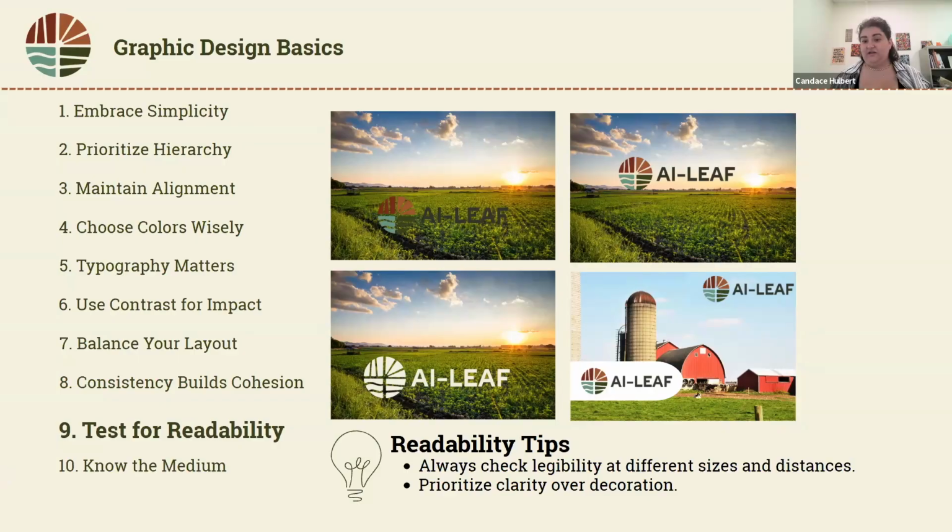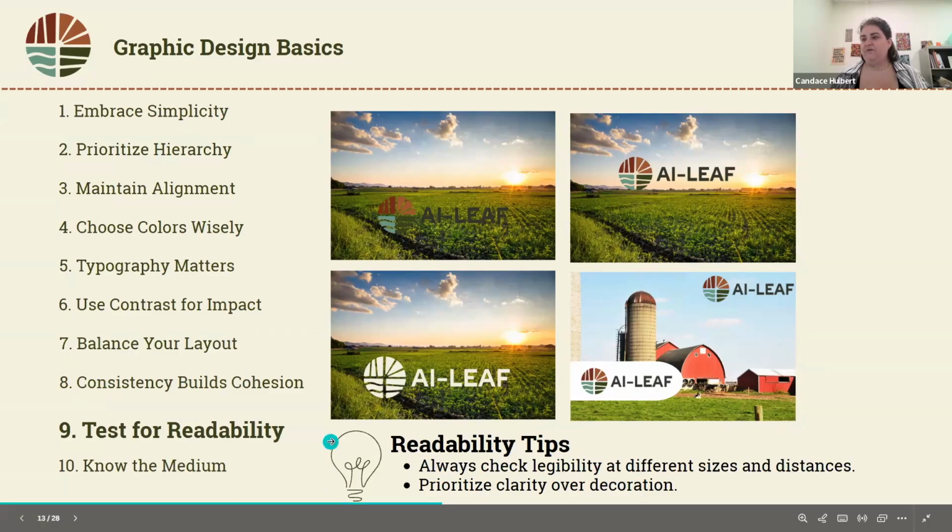If you can't read something clearly, even if it looks aesthetically pleasing, I would recommend changing it to have a more clear design. So I created an example here to show how the ai-leaf logo in the first one, you can't see it because of the background, because it's on a green background. So you can move the logo to a different part of the photo or use a different photo logo color. You can also change the photo or add a shape behind the image to improve readability. So these are just some things that we can think about for readability.